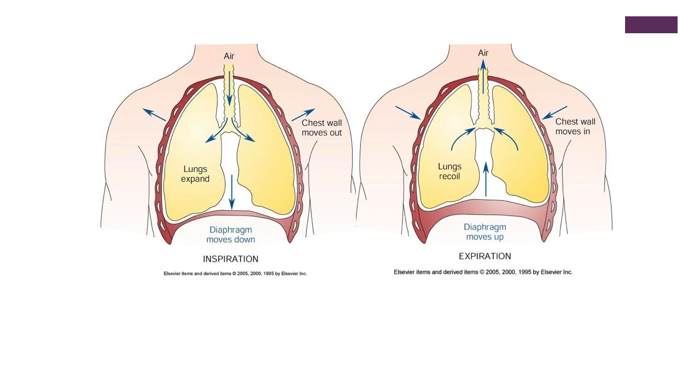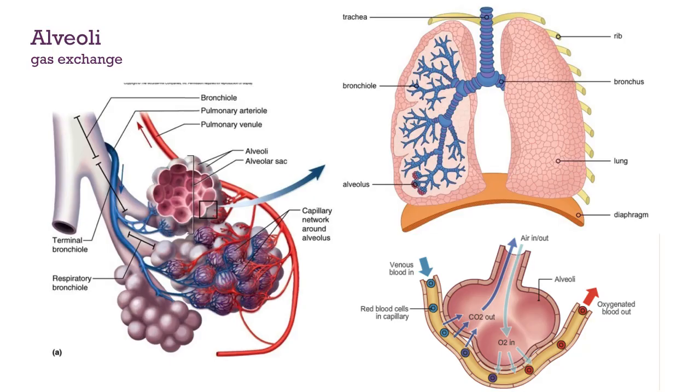So we're creating this negative pressure vacuum-like system where as we pull down on the diaphragm, we're increasing the negative pressure within the lungs, and we are drawing air inside of the lungs. And as we push back up, we're increasing positive pressure, and we are pushing air back out.